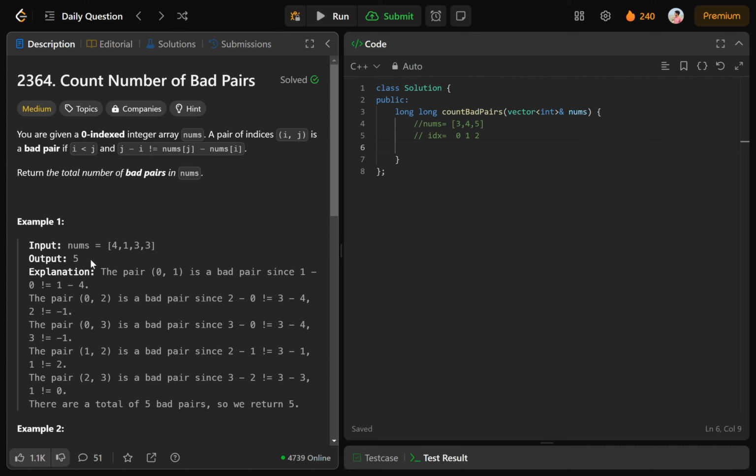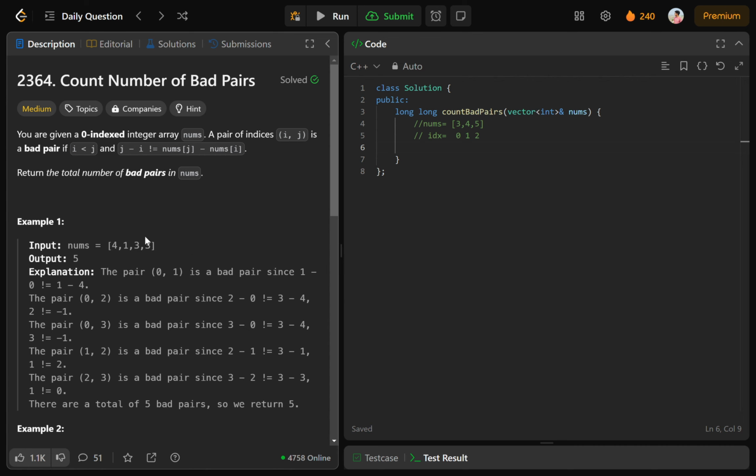Like in this example, we can see there are multiple bad pairs. The total number of pairs can be 6, and the number of bad pairs is 5, because the only good pair is this one, 3 and 1. As you can see, for 3 and 1, i is 1 here and j is 3. So 3 minus 1 equals 3 minus 1. That means it is a good pair.